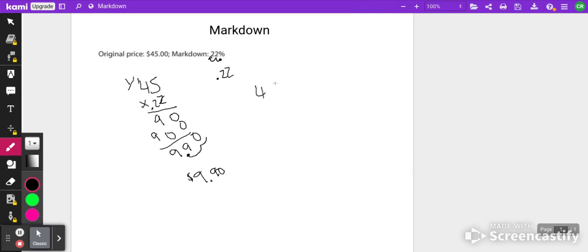So if the item started off at $45 and then you mark it down $9.90, you're going to subtract those 2 numbers. So again, I'm going to do the math real fast. So when you start off with $45 and you subtract $9.90, you end up with $35.10, and that would be the cost of the item after the markdown. And that's how you find markdown.